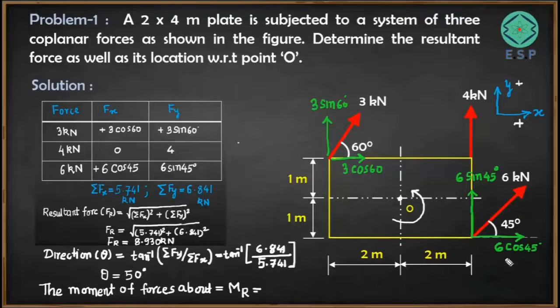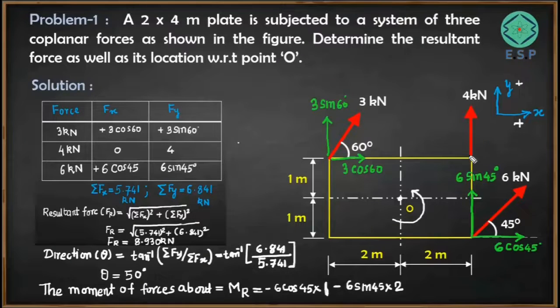So 6 cos 45 into 1, that is minus 6 cos 45 into 1 meter, the perpendicular distance from point O, because it is rotating the plate in the anti-clockwise direction, so I'm taking it as negative. So anti-clockwise I'm taking as negative, and clockwise I'm taking positive. Now next, this particular component, that is 6 sin 45, is again going to cause anti-clockwise rotation about this point, and its distance from point O is 2 meters. So again minus 6 sin 45 into 2 meters. So we got the moment caused by these two components.